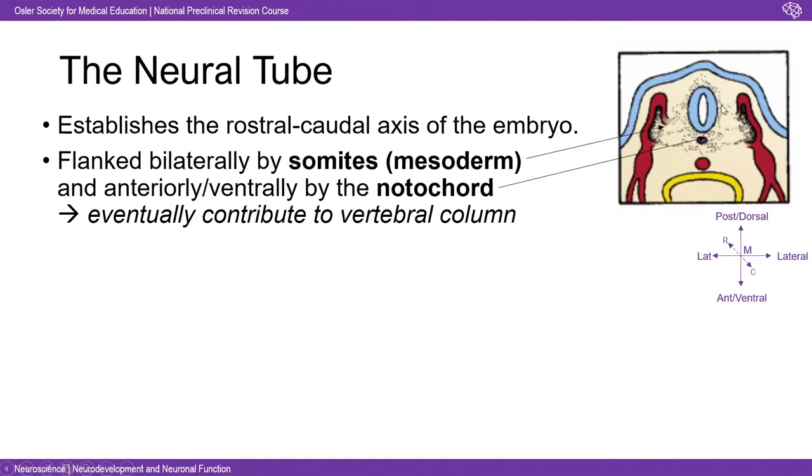Once it's completely closed, the neural tube becomes completely separated from this overlying ectoderm and sits within the mesoderm. It is flanked on either side by your somites. It is flanked ventrally by the notochord. Those three, the somites and the notochord, are mesodermal structures. And as you will recall from your first year embryology, they are important in forming the vertebra and the bones of the spinal column. We won't really talk about them today.